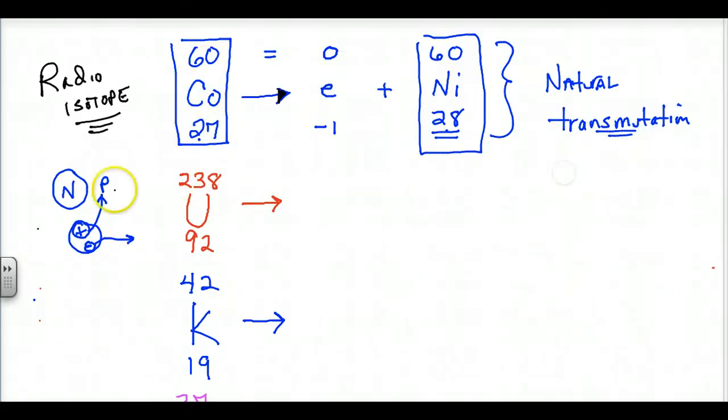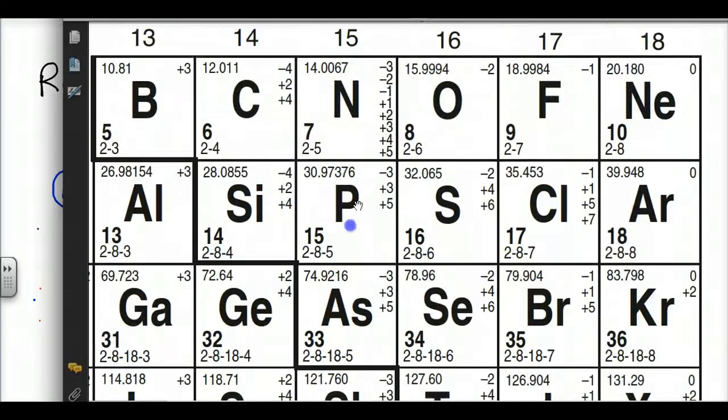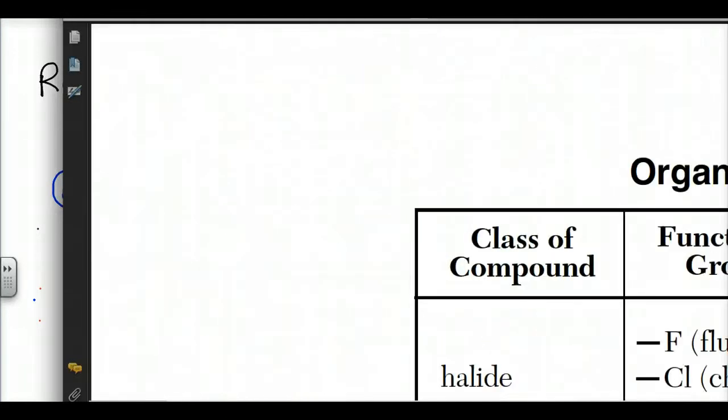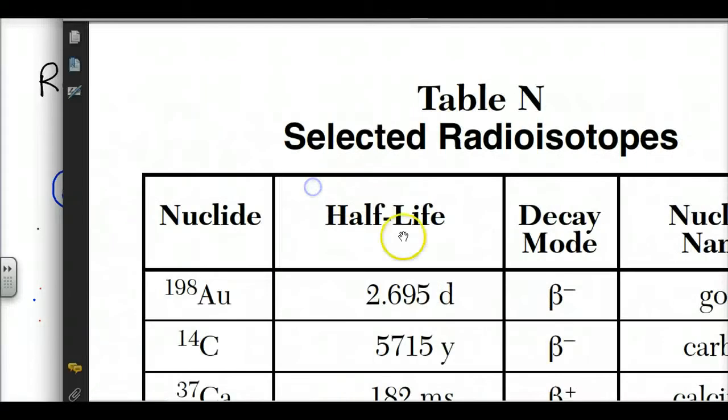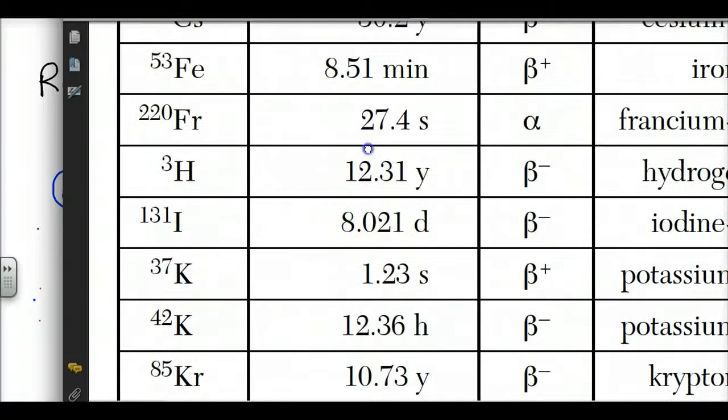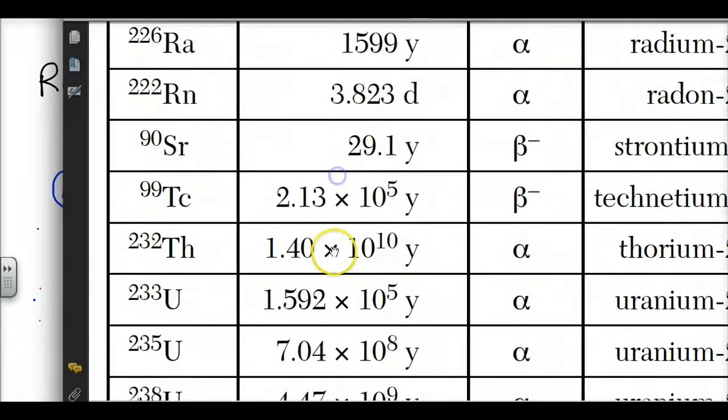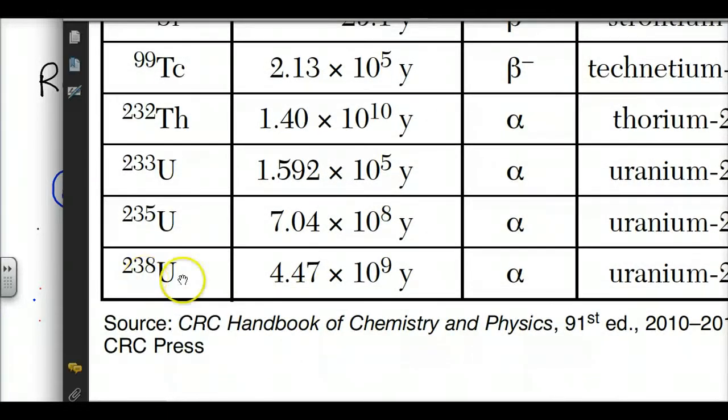Okay, so let's look at uranium-238. Now this number is way above 83. Way above 83, or 82, so we know that it's overcrowding in the nucleus. So I know this is going to give off an alpha particle, but if you didn't know that, we go back to our tables, back to Table N, and we're going to go back to uranium-238. I'm just looking it up, information we already have. There it is.